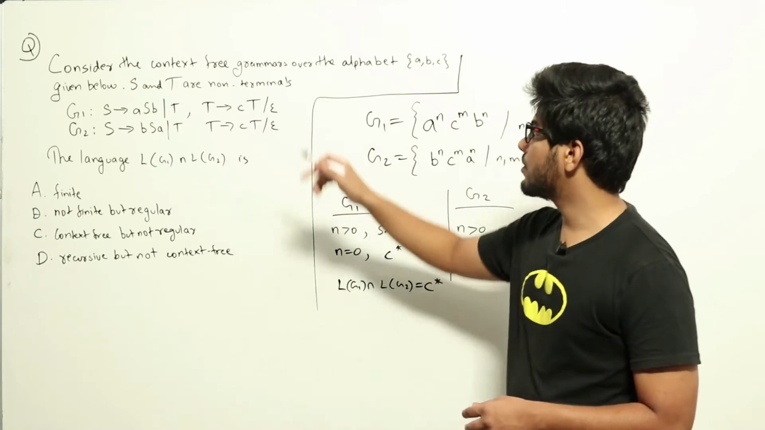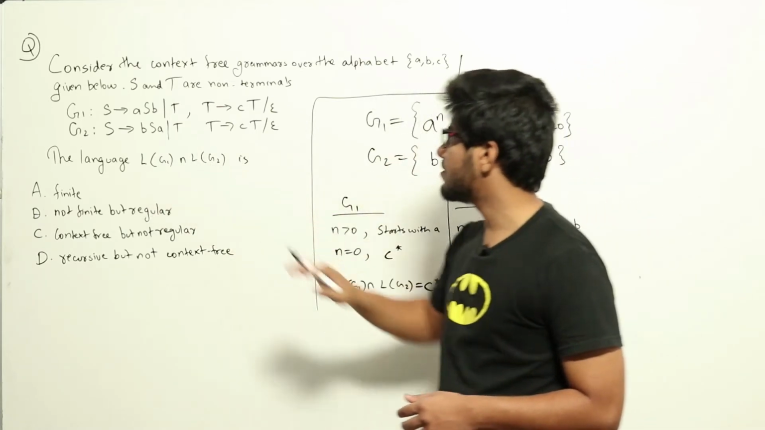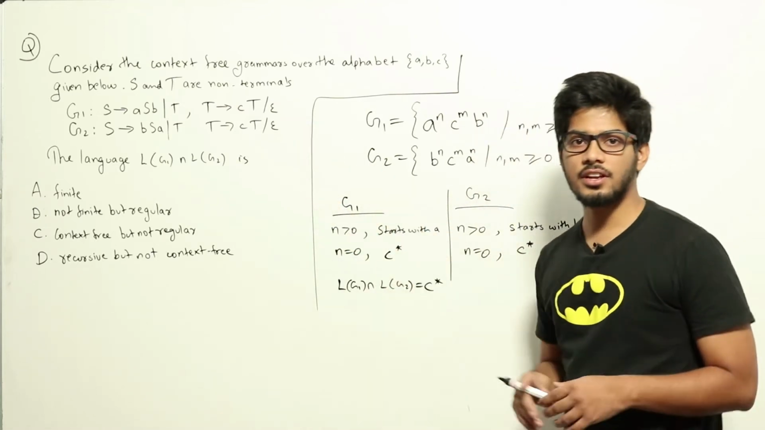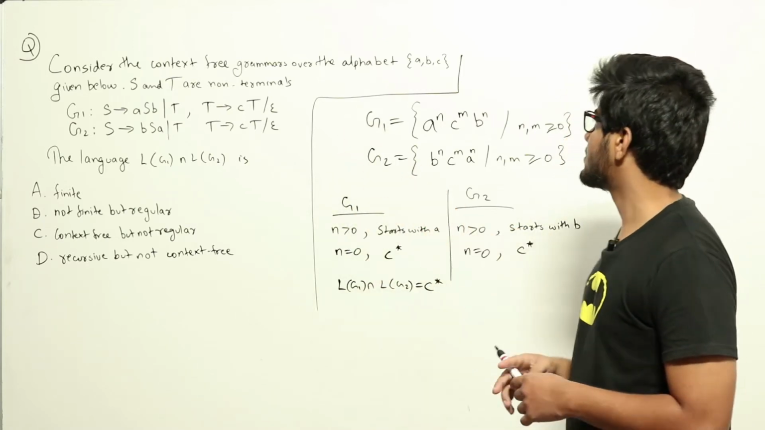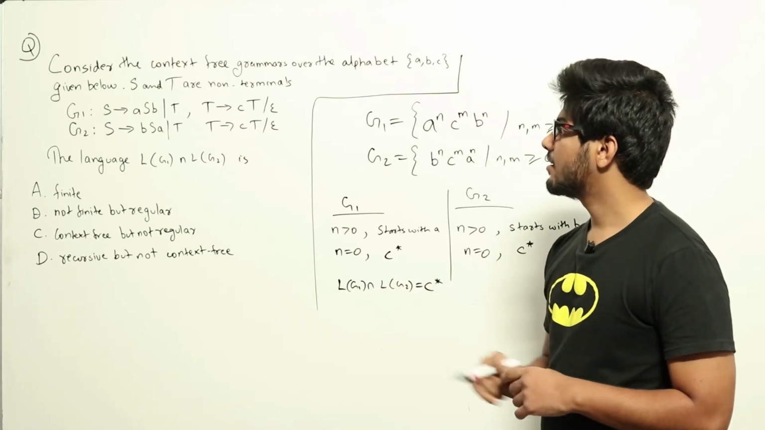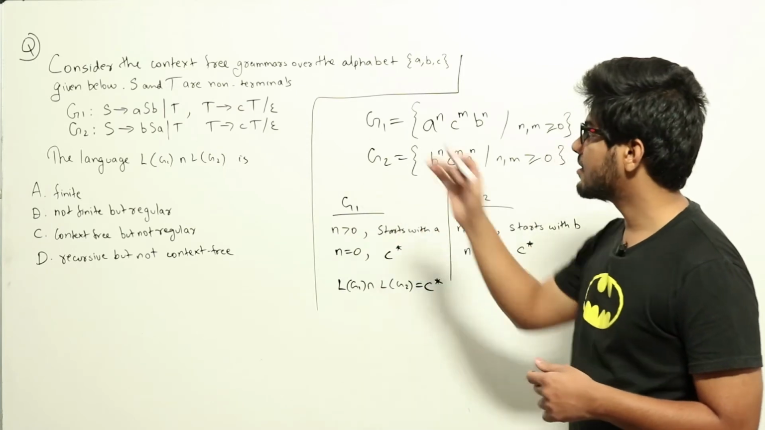So we have been given two grammars here, G1 and G2, and we need to take the intersection of these grammars and find out what the final language is. This is a question from theory of computation regarding grammars, regular grammar, context-free grammar, etc. We will look at these two grammars and try to gain more intuition as to what these grammars are, and then we'll take the intersection of it.